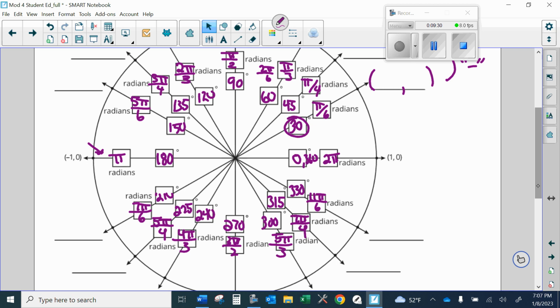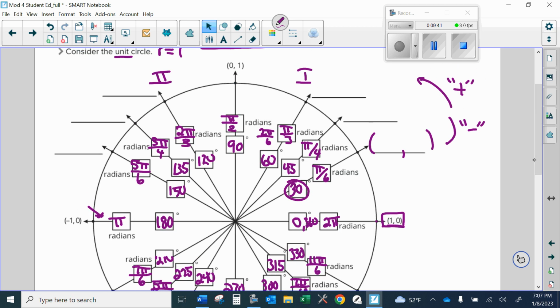Notice every 0, 90, 180, 270. Remember, unit circle means the radius is 1. So at 0 degrees, I want out 1. The radius is 1, so that's why you have (1, 0). I add 90 degrees to it, right there, straight up. That point is (0, 1), because the radius is 1.